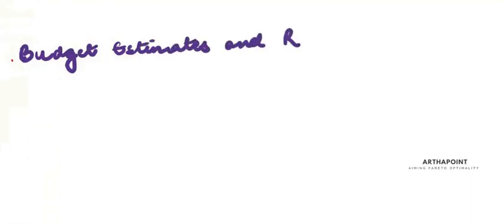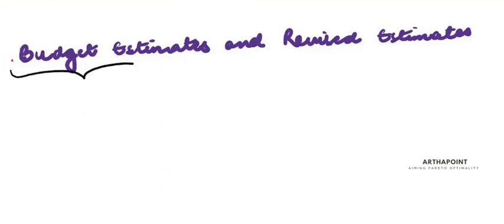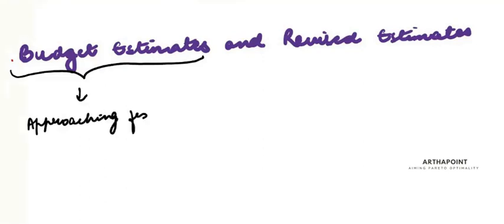Budget estimates and revised estimates. The estimates that are presented in a budget for the approaching fiscal year are called budget estimates. As the word suggests, this is always for the upcoming fiscal year, the approaching fiscal year.